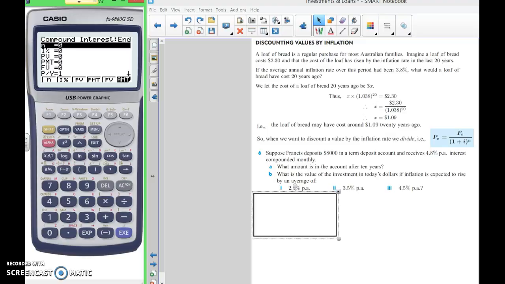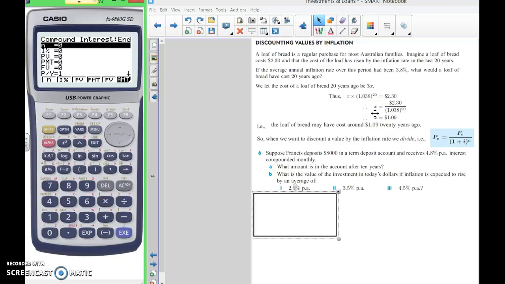So if we want to investigate what it would have cost 20 years ago, we can work this out by looking at the average inflation rate over the period of time. If we assume, as an example, that it was 3.8% during that 20 years, the way we do it is following this little process here where x times 1.038, so the 0.038 is the decimal answer of the 3.8%, to the power of 20, because it's over 20 years, is equal to $2.30.